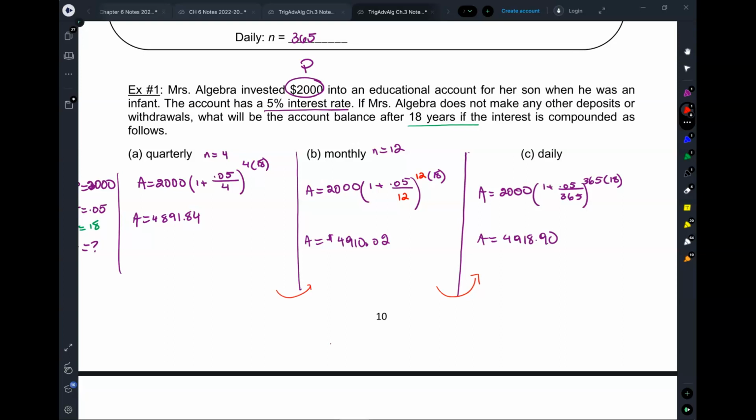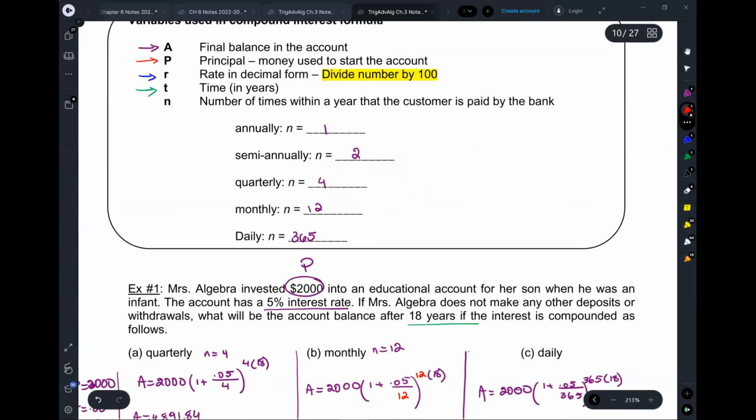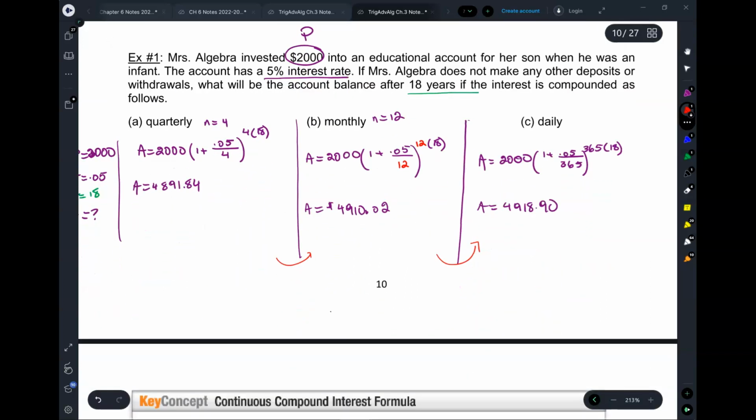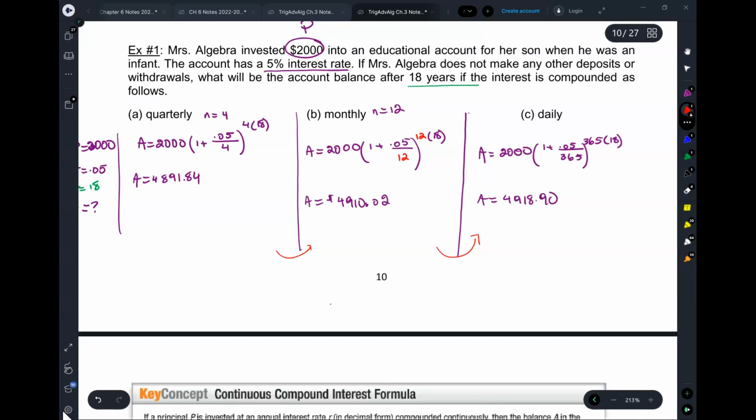So do you see how it kind of starts to level off at some point? That's because of the way the formula is constructed, okay? So we went from quarterly to monthly to daily, and we thought if we're getting paid daily, oh my gosh, we're really going to be rich now. So what if we increase it a little bit more? What if instead of getting paid daily, you are getting paid every nanosecond of every minute of every day?